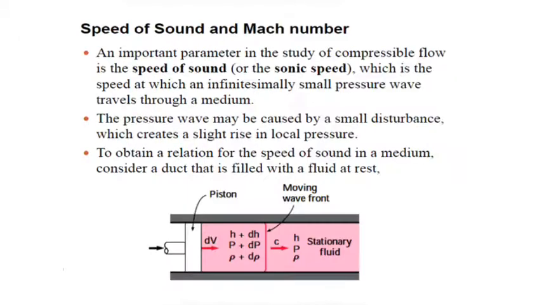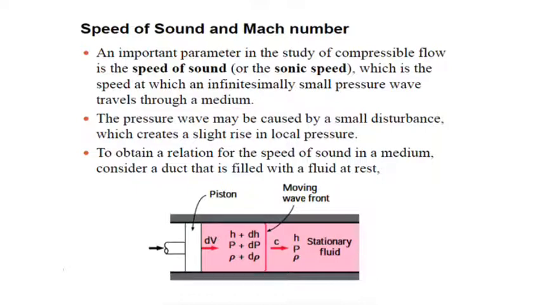In the next slide, we are going to see about the speed of sound and Mach number. The important parameter for studying compressible flow is the speed of sound. It is otherwise called the sonic speed, which is the speed at which an infinitely small pressure wave travels through a medium. The pressure wave may be caused by a small disturbance, which creates a slight rise in local pressure. To obtain the relation for the speed of sound in a medium, we consider a duct that is filled with a fluid at rest.